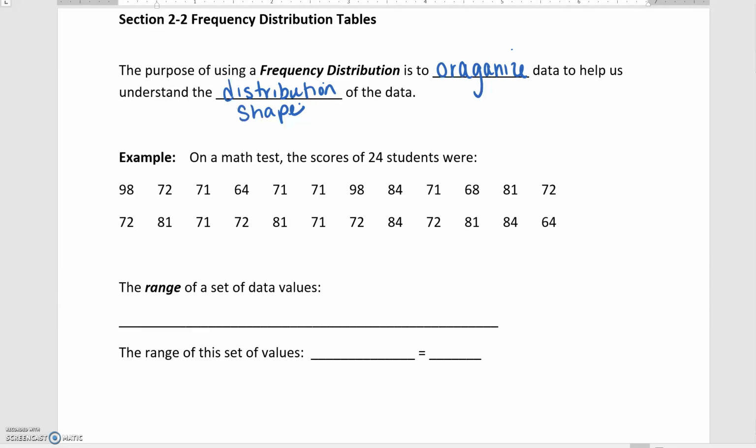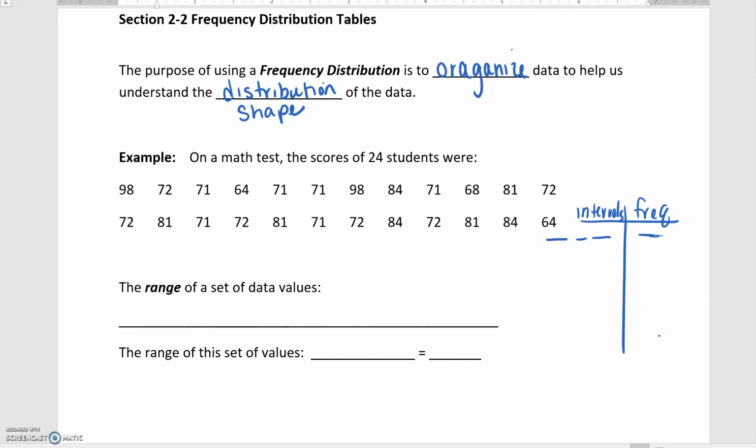So here's the data we'll use in our example. It says on a math test, the scores of 24 students were, and we have these 24 data values. So we're going to make a table and we'll have intervals. So we'll say what data value is from this number to this number. And then we'll have the frequency. We'll count how many are in that spot. So to do that, the first thing we need to do is set up our intervals and then we'll count their frequencies.